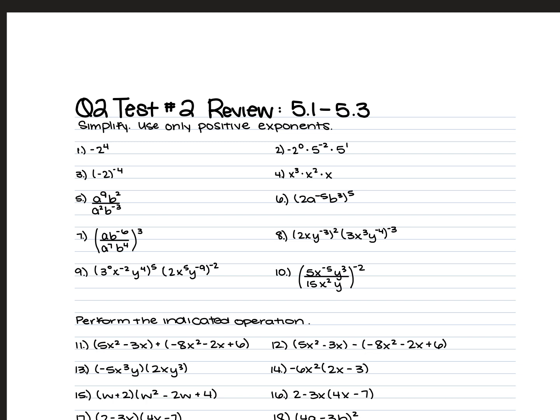If you are multiplying and you have the same base, add your powers. If you are dividing and you have the same base, subtract your powers. If you have a power raised to a power, multiply the powers.